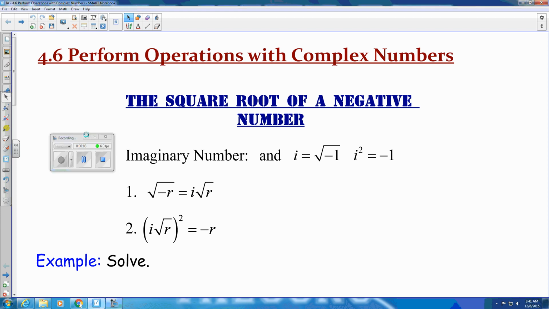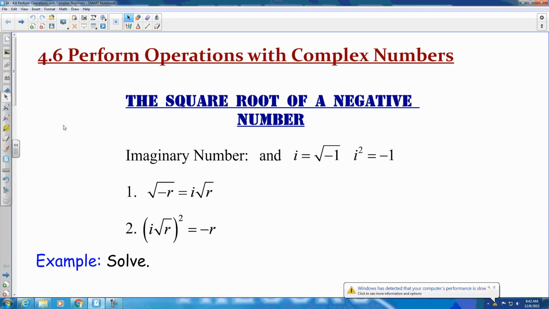All right. We're looking at section 4.6 where we're going to perform operations with complex numbers. Now, to this point, we've only dealt with real number situations. Today, we're going to introduce and work on problems that deal with complex numbers.